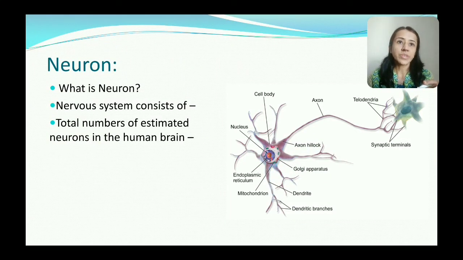Hello everyone, today we'll discuss the neuron. Now what is a neuron? It is a structural and functional unit of the nervous system. The nervous system consists of neurons and neuroglia. The total number of estimated neurons in the human brain is about 10 raised to 12.